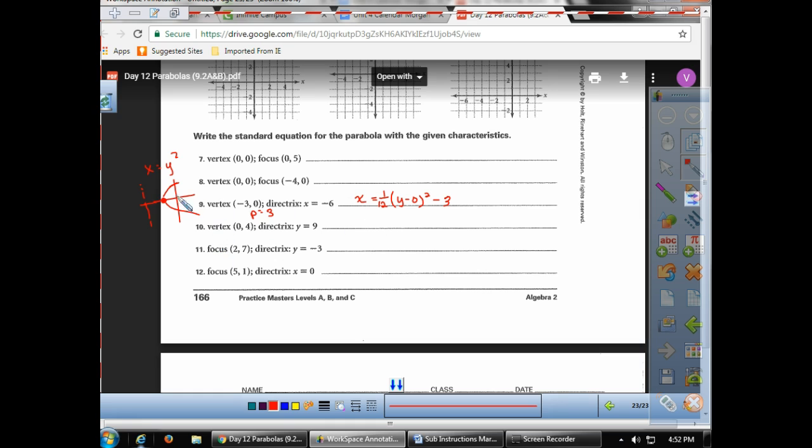Okay, let's do another one. The vertex is at 0, 4, and so it's going to be right about there. And the directrix is at y equals 9. So I'm going to erase this just to show you. So 0, 4, and then I'm way up here at y equals 9 for the directrix. That means with this vertex and this directrix, this one has to open downward. And it's also telling us that if this is 0, 4, I'm going up by 5, so P is 5.